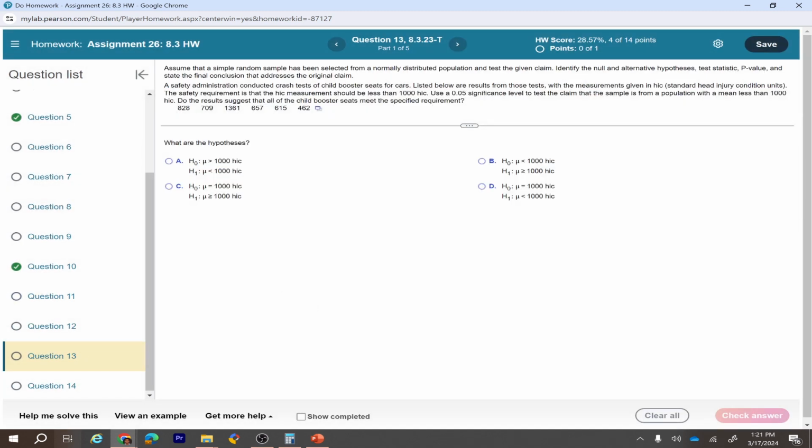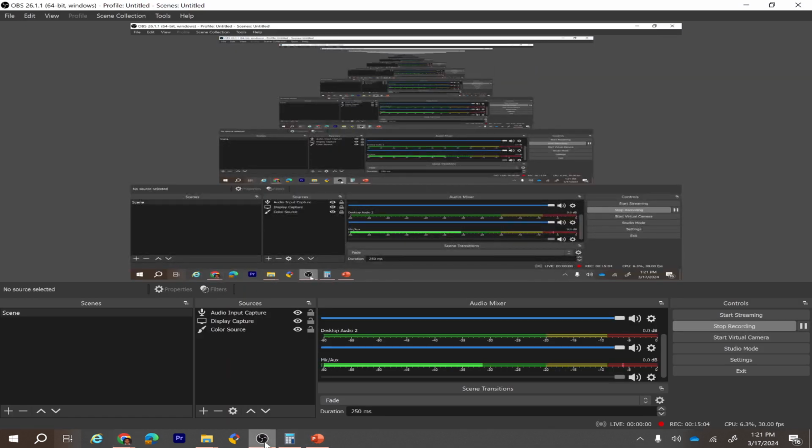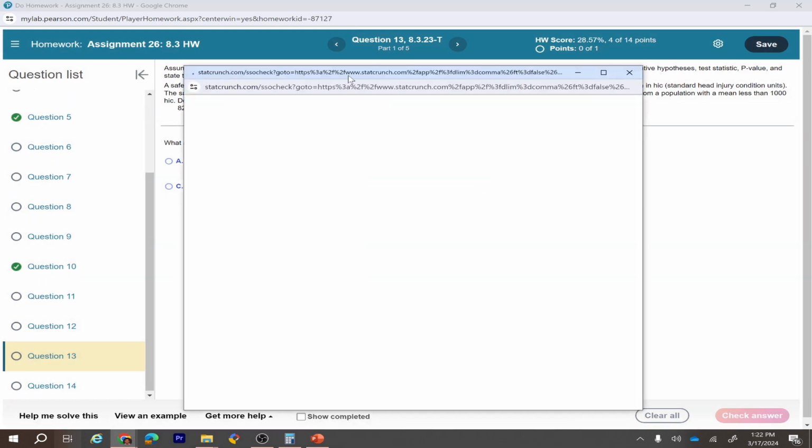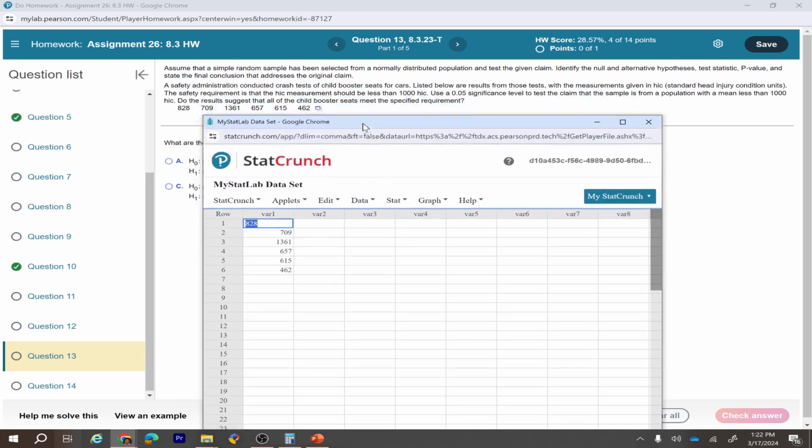Okay, one more question. Assume that a simple random sample has been selected from a normally distributed population and test the given claim. Identify the null and alternative hypotheses, test statistic, p-value, and then state the final conclusion that addresses the original claim. A safety administration conducted crash tests of child booster seats for cars. Listed below are results from those tests. If you copy this data into StatCrunch, you can get the data here.